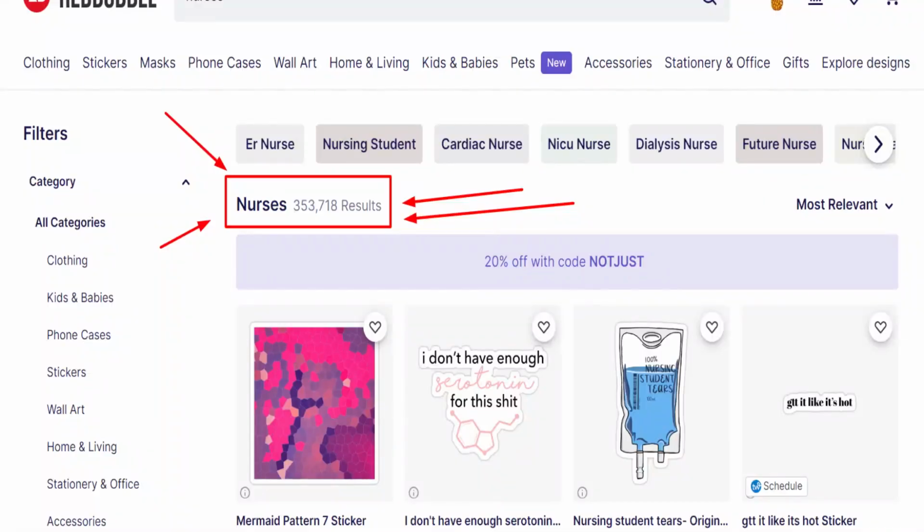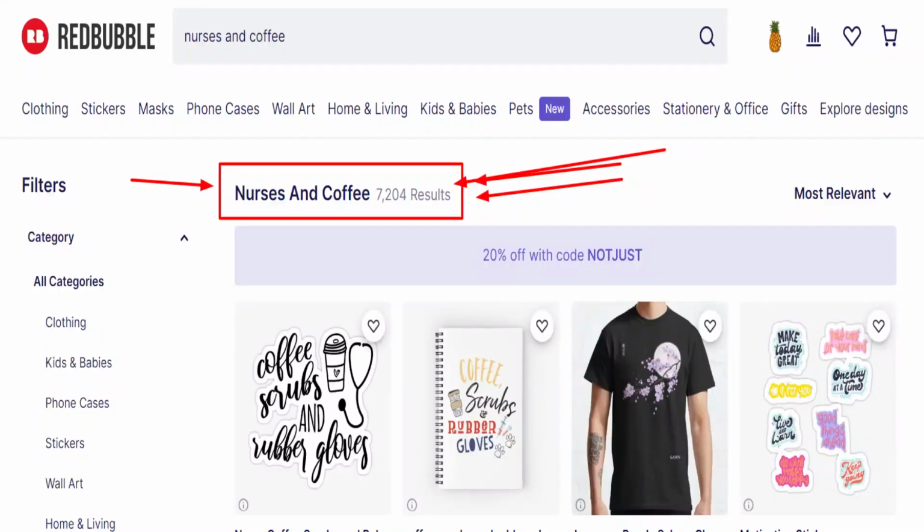So instead of making your designs about nurses, the general niche, you can niche down by cross niching with other big niches like the niche of reading and book lovers and the coffee niche. So you can target specific customers like nurses who love books and coffee. Okay, you can go after their interests.